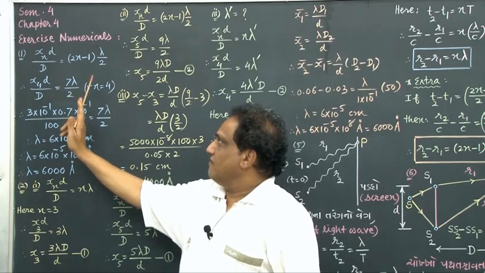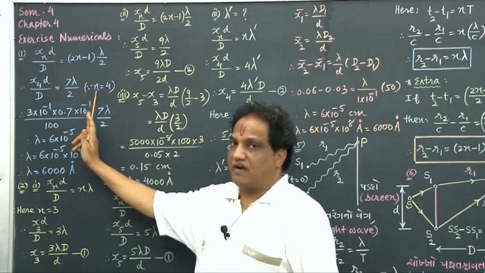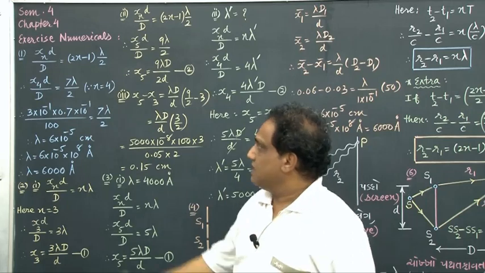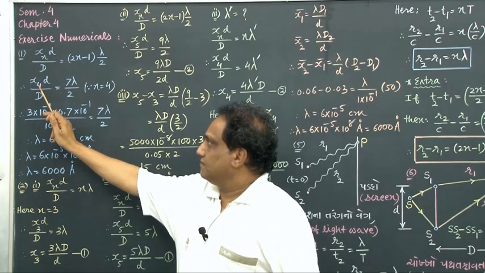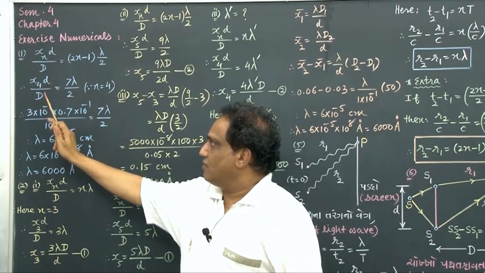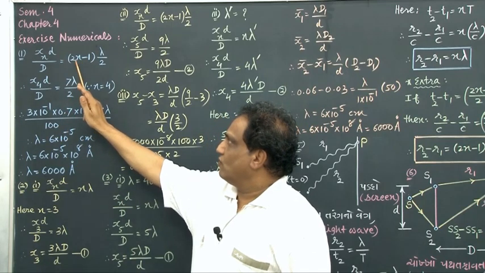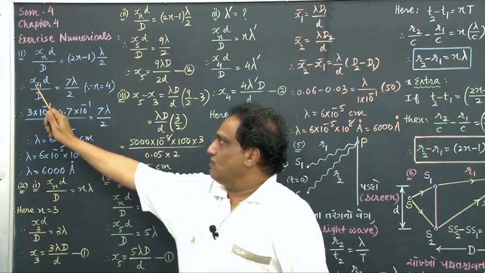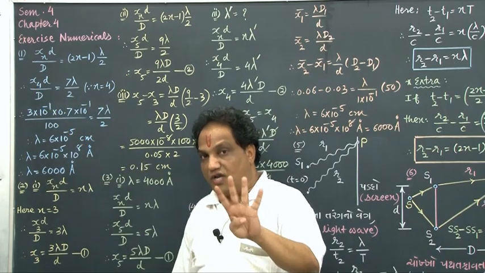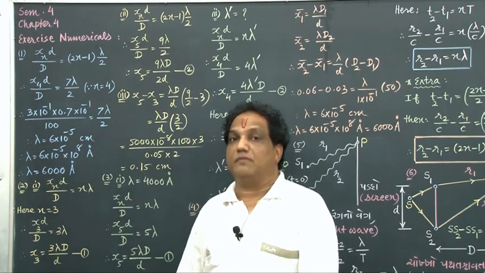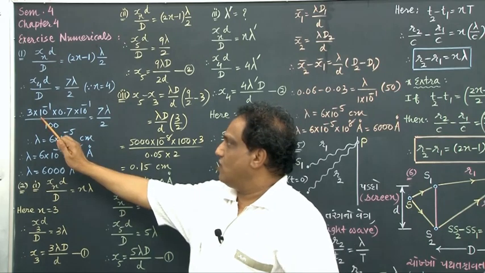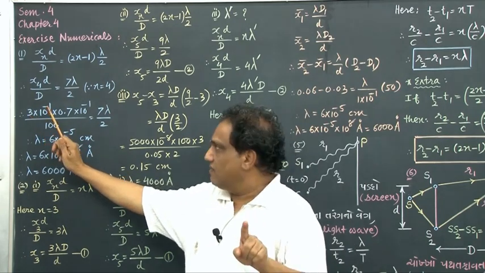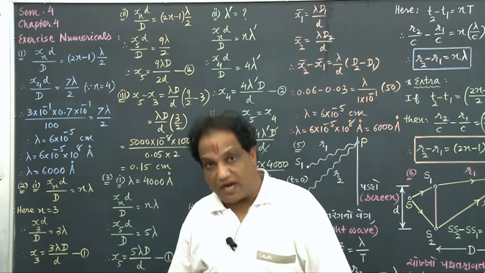We are given fourth order dark fringe. So put n equal to 4. So it will give you x4 into d upon D. Put n equal to 4, (2 times 4 minus 1), that is 7 lambda by 2. What is x4? Distance of fourth order dark fringe from central bright fringe, which they have given, 3 millimeter. Convert it into centimeter, multiply by 10 raised to minus 1.